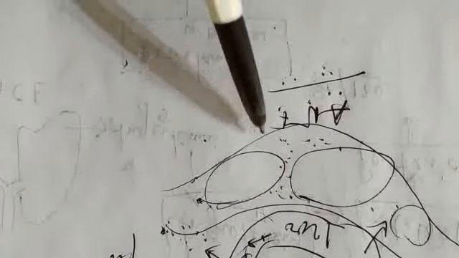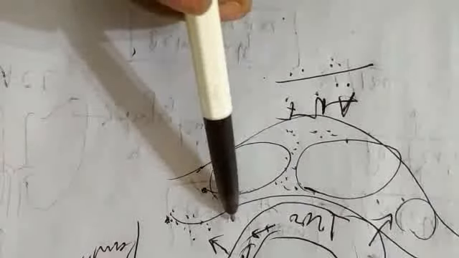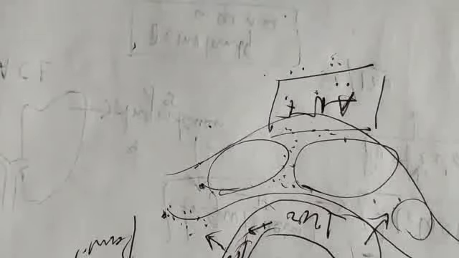And the third one is ANF. ANF means atrial natriuretic factor, which is a peptide hormone responsible for vasodilation of the artery, and it releases sodium ion through the urine. So diluted urine, so the dilution of the blood occurs, and in this way blood pressure is maintained in our body. That's all.